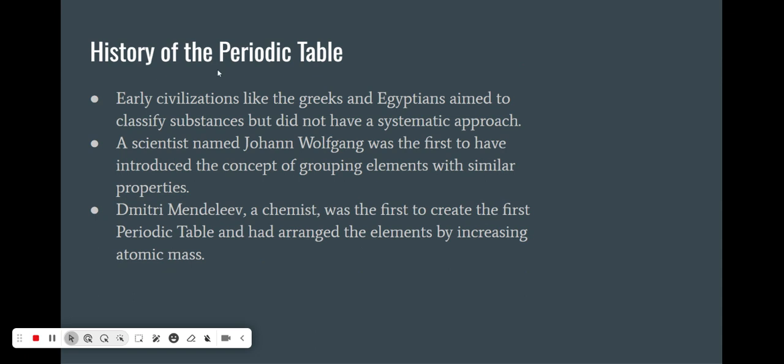History of the periodic table. Early civilizations such as the Greeks and the Egyptians aimed to classify substances, but they did not have a very good approach. And a scientist named Johann Wolfgang was the first to introduce the basic concept of grouping elements with similar properties. Dmitri Mendeleev was a chemist, and he was the first to create the periodic table, and he arranged the elements by increasing atomic mass.